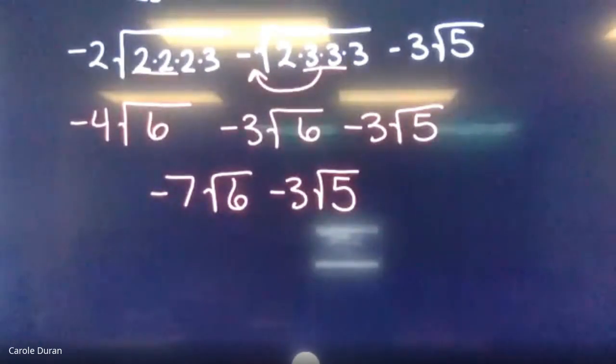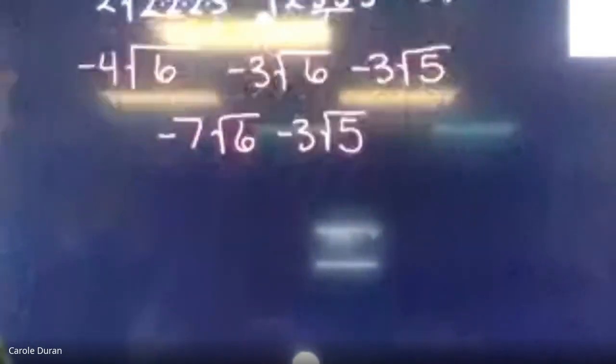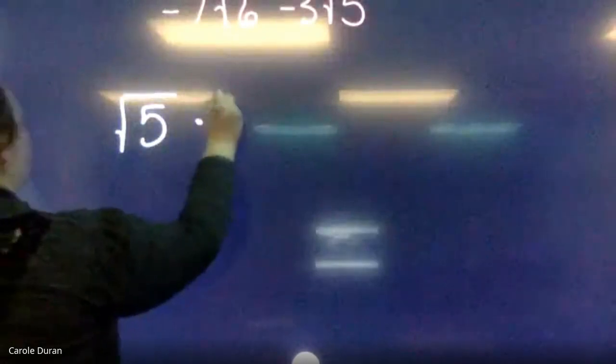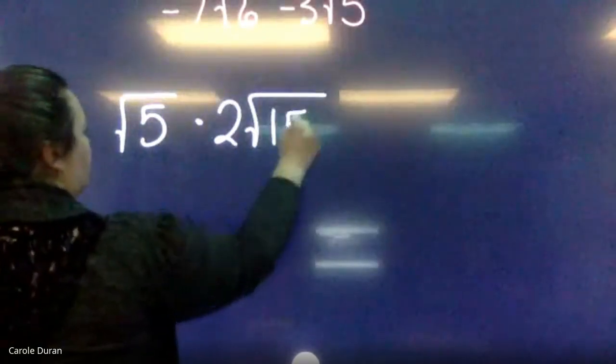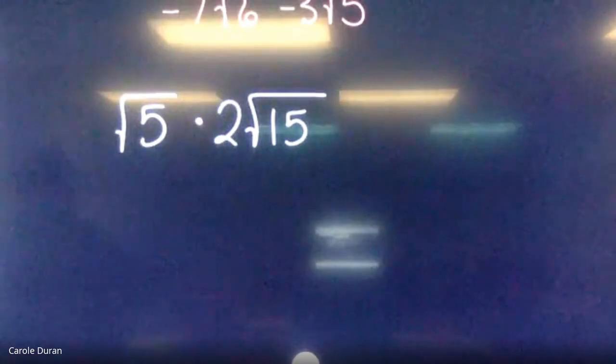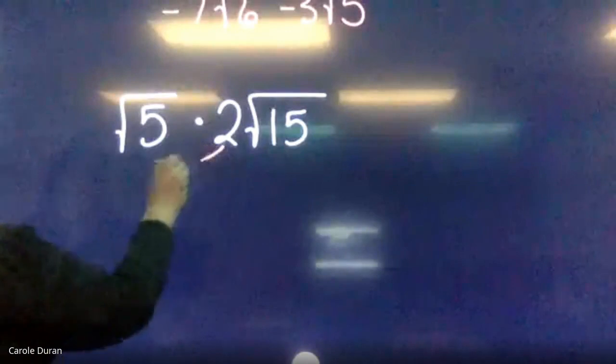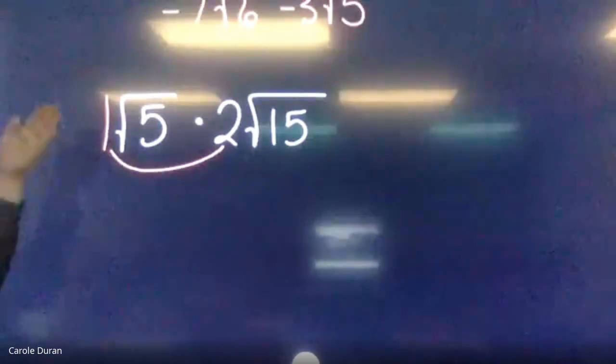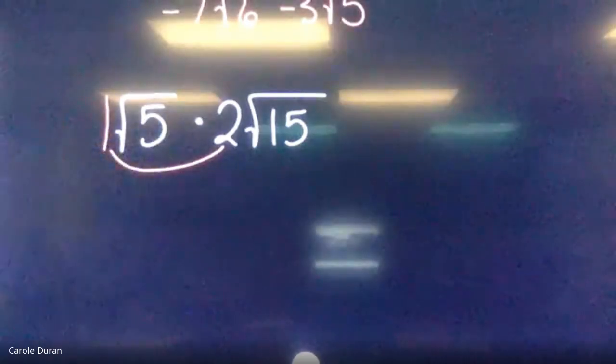Okay, let's do another one. So I have the square root of 5 times 2 times the square root of 15. When we multiply two radicals together, we do it in 2 steps. Step 1 is to multiply the coefficients or the numbers in front of the radicals together. When there's nothing in front of the radical, we assume it's a 1. So I do 2 times 1 to get 2.